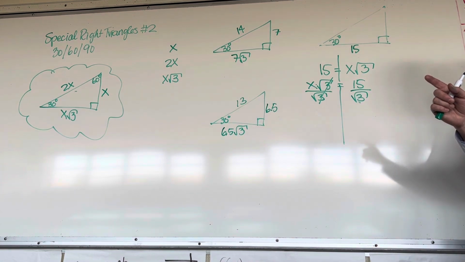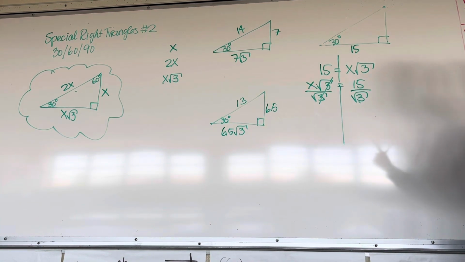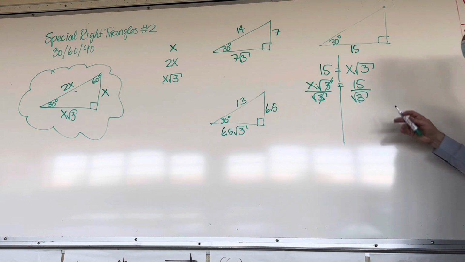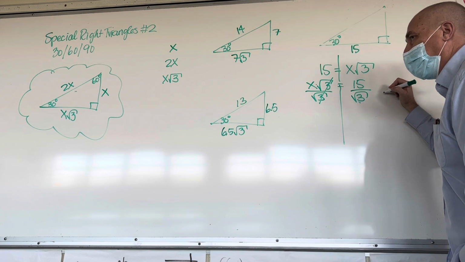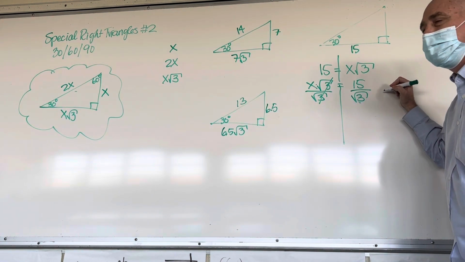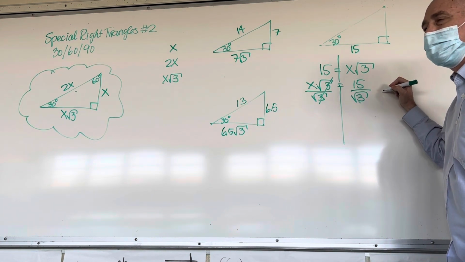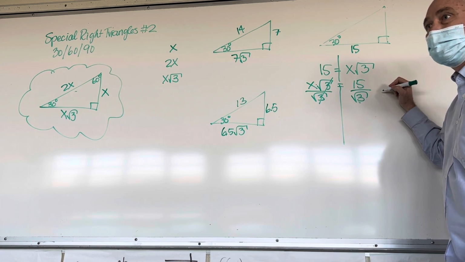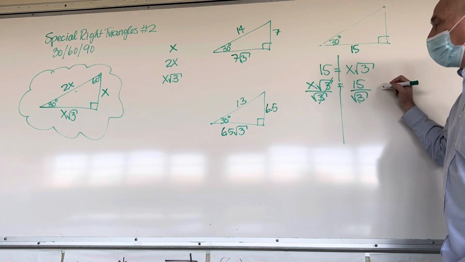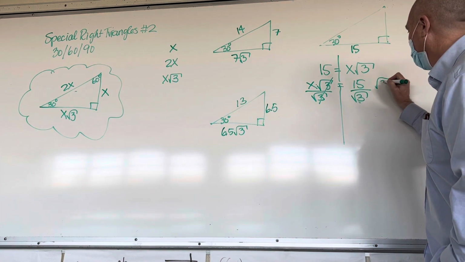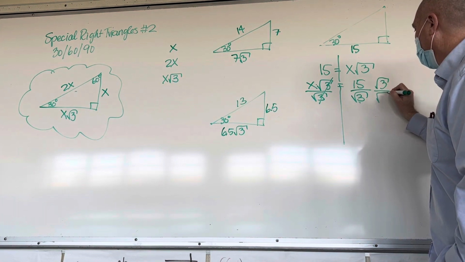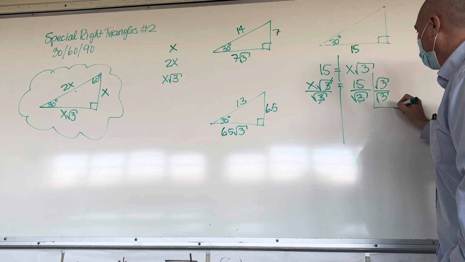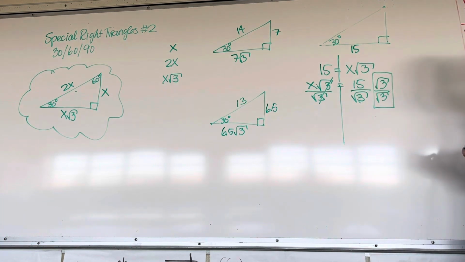Say it louder. 1 is a good answer. 1 is right. Can you tell me more? Like, do I literally write a 1 here? How do I write it? Yes. Nice. Radical 3 over radical 3. Why is it 1? Why is that 1?